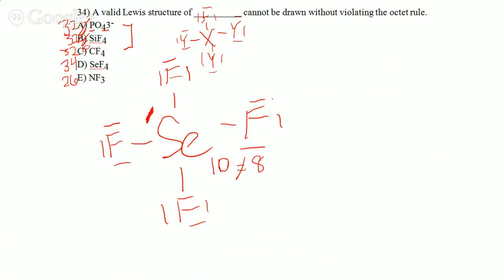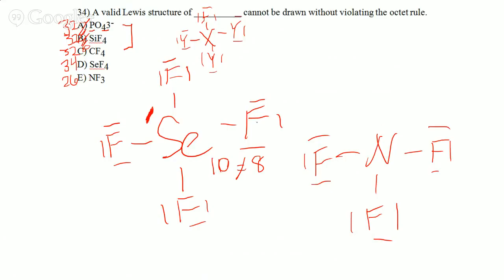All right, so let's try NF3. Put N in the middle, 3 F's around it. Complete the octets for them. Now that takes care of 24. We still have 2 electrons to place, a lone pair on the nitrogen. Everything has 8. So the only one where you can't avoid violating the octet would be choice D. Cool.